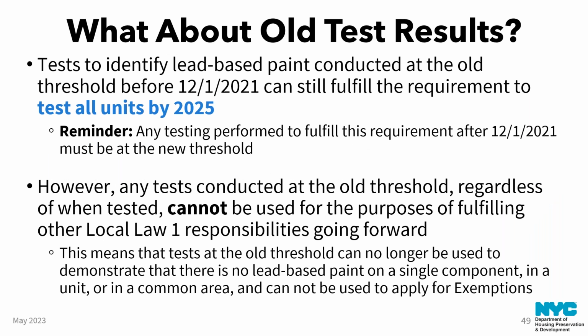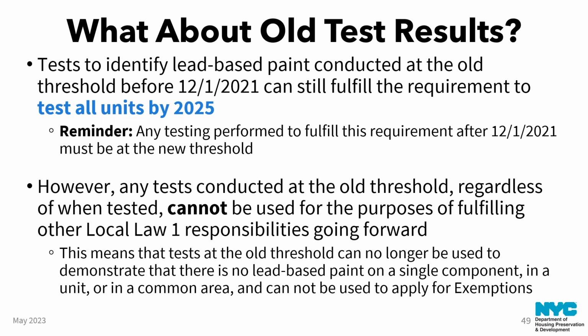If you are a building owner or manager who has old test results that were conducted at the old threshold, those test results really can't be used for much going forward. They no longer constitute proof of whether a surface contains lead-based paint or not. So even if the results might say that the concentration of lead was, for instance, 0.3 milligrams per centimeter squared, so the results might say that it was below the new threshold of 0.5, those results were created by a machine that was not properly calibrated for our new threshold.